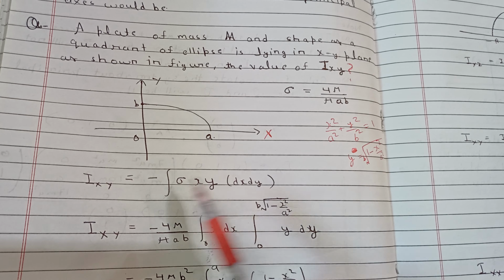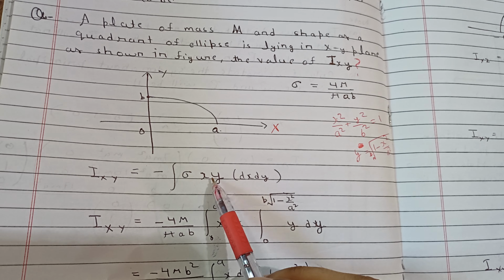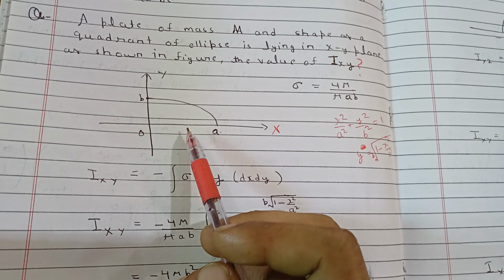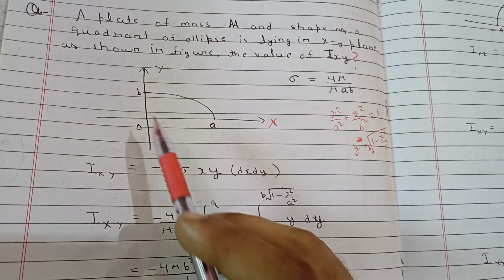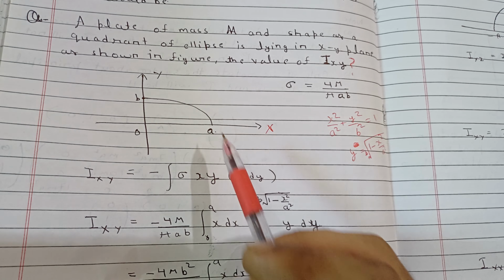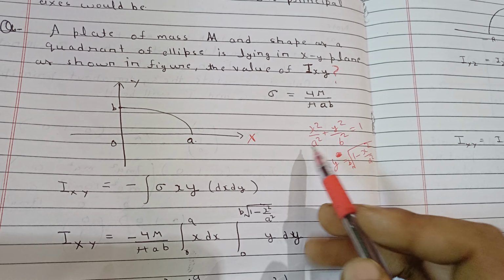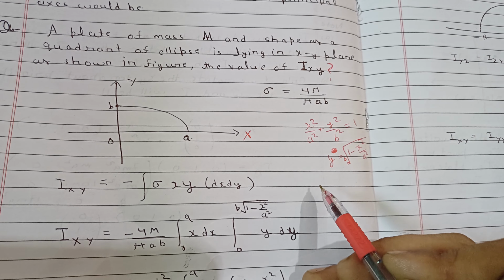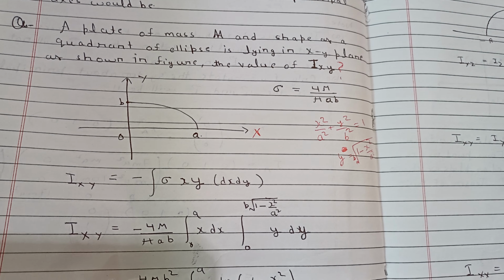So see, we can place the value of sigma. This is constant, 4m by pi ab. Now take the limits, x for dx and y for dy. Here x and y depend on each other because this is an ellipse. So for the limits, we take the independent variable as x. x is going from 0 to a, and then y depends on x. This is the equation of the ellipse, so y will be the square root of 1 minus x squared by a squared, times b. So y will go from 0 to this. When you substitute x, it will give you this value.